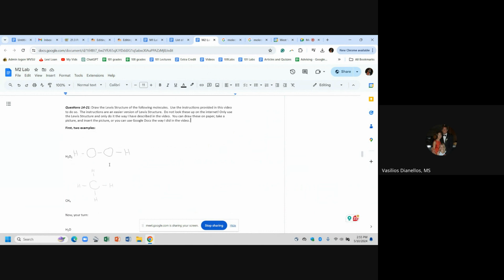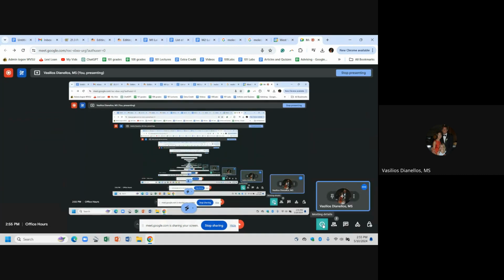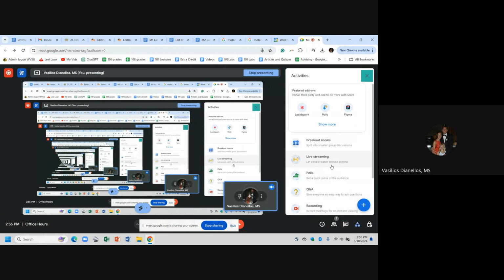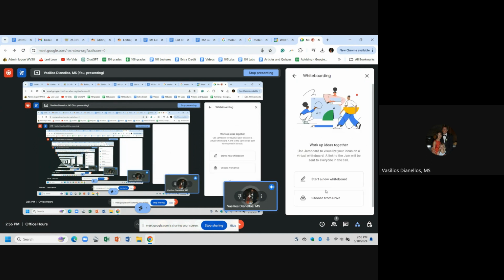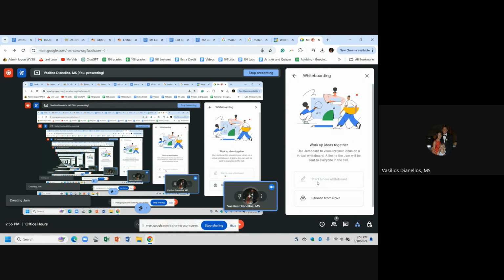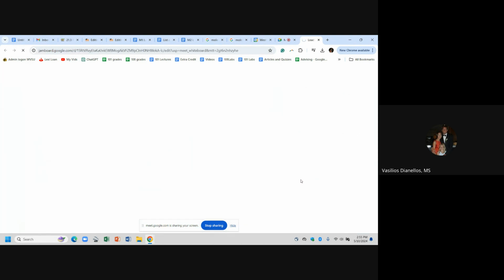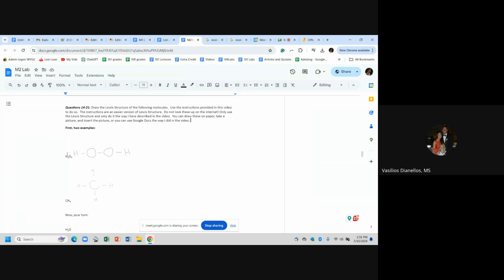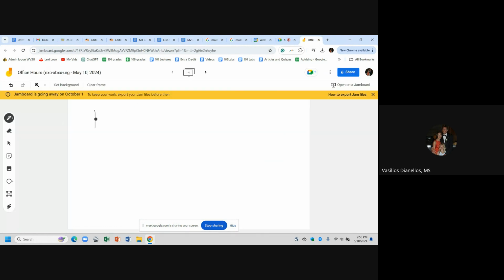So the first thing I need to do is remember how to bring up the drawing portion. Actually, I'll do it this way. Google has changed this up on me, so I've got to, there we go. Here's what I'm looking for. Start a new whiteboard. Here we go. So the first example on the lab here, if I remember correctly, was hydrogen peroxide, H2O2. Yep. So I'll write this.